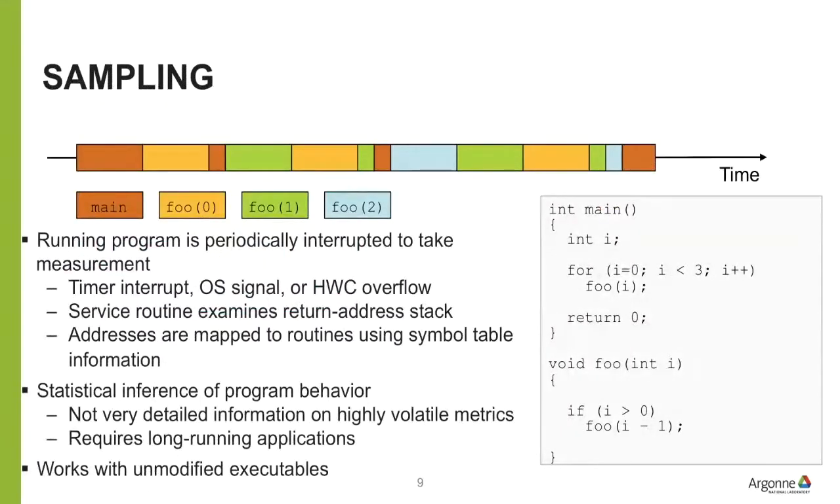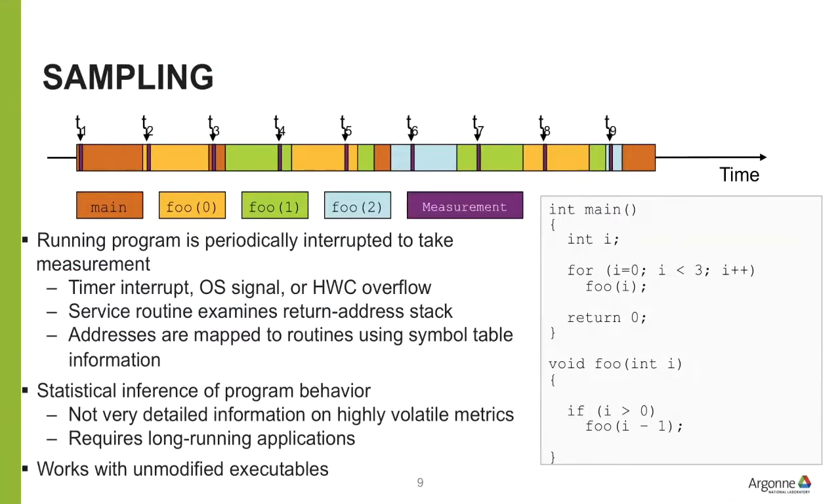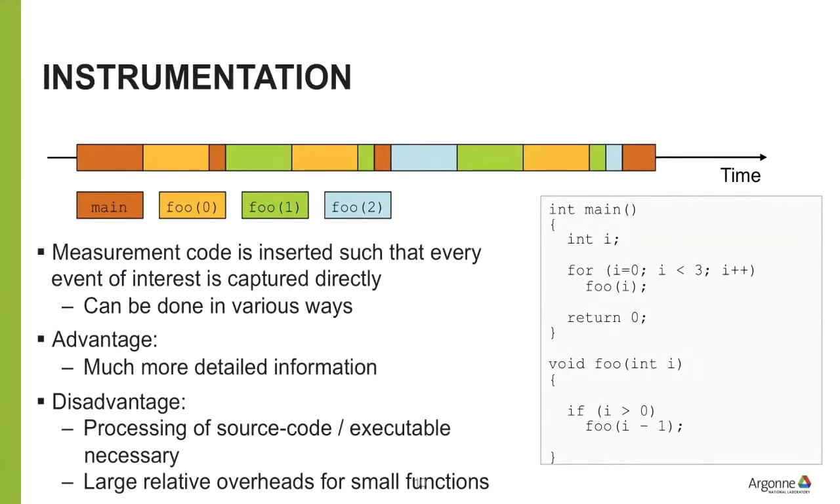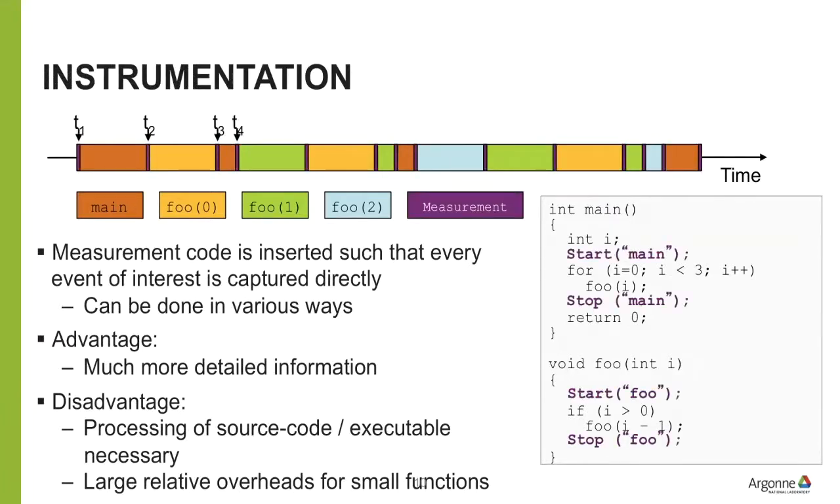Here it's illustrated where I have a function main which calls foo, and we periodically interrupt the program like this, and it sees where the program counter is and then records that information, and then we need to, at MPI finalize or at the end of the program, correlate the measurements and the samples back to the source line numbers. On the other hand, with instrumentation, every function's entry and exit calls are modified, and we put a start and stop timer call, and whenever they trigger, you can accurately measure that function.